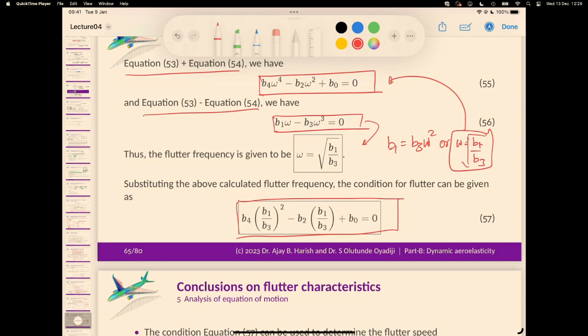Because we have q, right? As a function of q, when would that change into zero? So when this equation is satisfied, that's the velocity at which the flutter would occur. Okay?